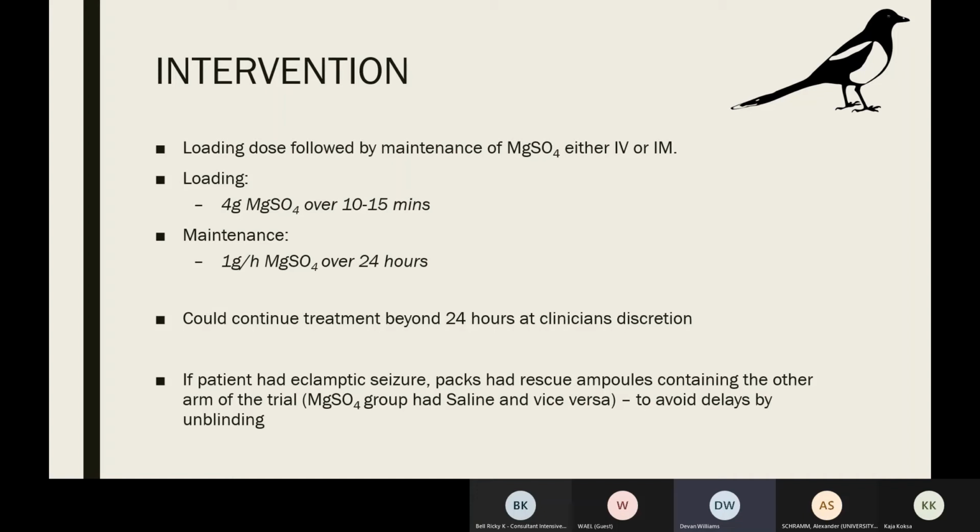And if there was an eclamptic seizure, there was a secondary pack that went with the initial pack, essentially a rescue pack, and that one contained the other arm of the trial. So if you were getting actual magnesium as part of your loading dose, the rescue pack would be saline, and vice versa. This was just to try and avoid any delays in the unblinding process to then give treatment if you thought they needed magnesium.